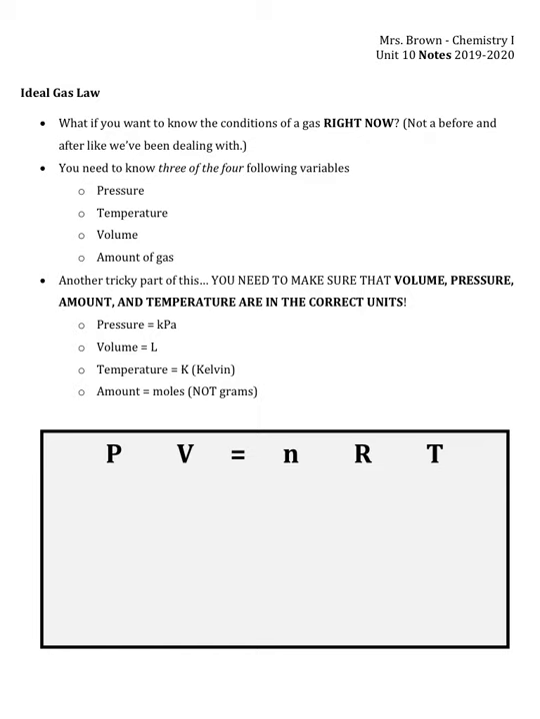So the first bullet there just says, what if you want to know the conditions of a gas right now? Not a before and an after like we've been dealing with. So if that was the case, you'd need to know 3 of 4 variables: pressure, temperature, volume, and now the new thing that we are going to be working with is amount. Amount means how much gas we have present. In all of the previous gas laws, we have had the amount of gas being held constant. That means we haven't been pumping more gas in or letting any gas escape.